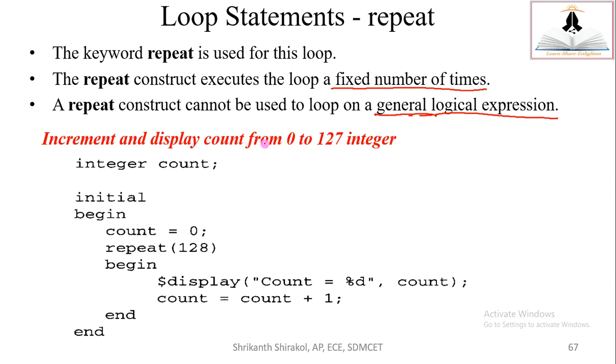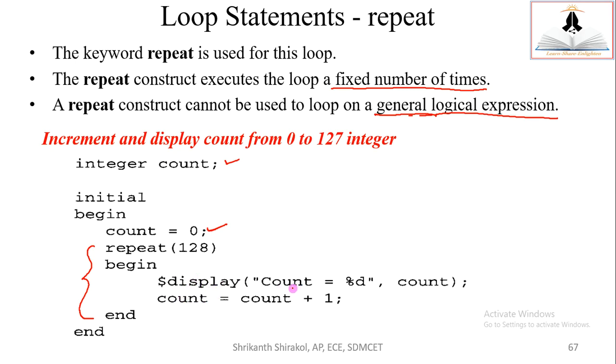Increment and display count from 0 to 127 integers. Here I don't have the possibility to check for a certain condition. So what I do is, I take certain things and execute them 128 times. Very simple. Integer count is a variable I initialize, in an initial begin. I initialize it to 0. I prefer using the repeat statement, which will execute 128 times. So I begin it. What should execute 128 times? That is the display command and the count increment.